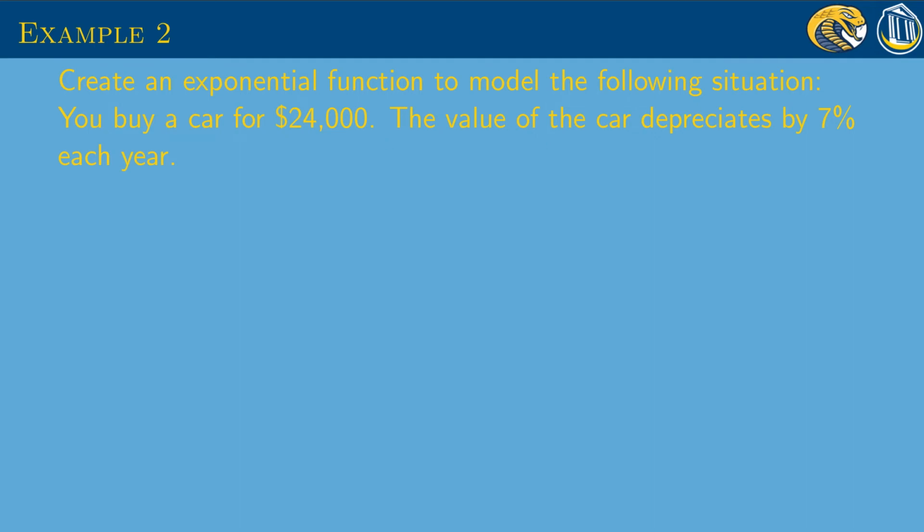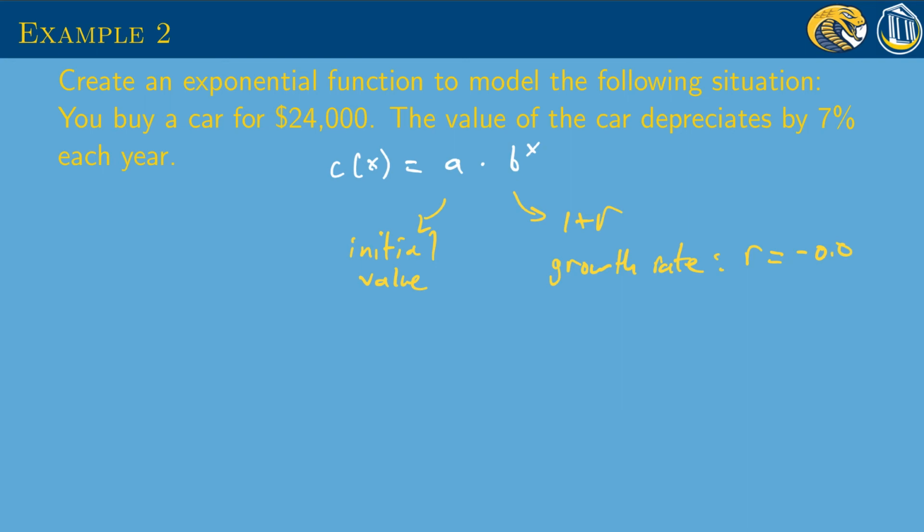Let's do one more example. This time we have a car that was purchased for $24,000, and now it's depreciating by 7% each year. Once again, our cost function will look like a times b to the x, where a is our initial value, b is 1 plus r, our growth factor, and this time our growth rate, since it's depreciating or decreasing by 7%, we can say r is negative 0.07.